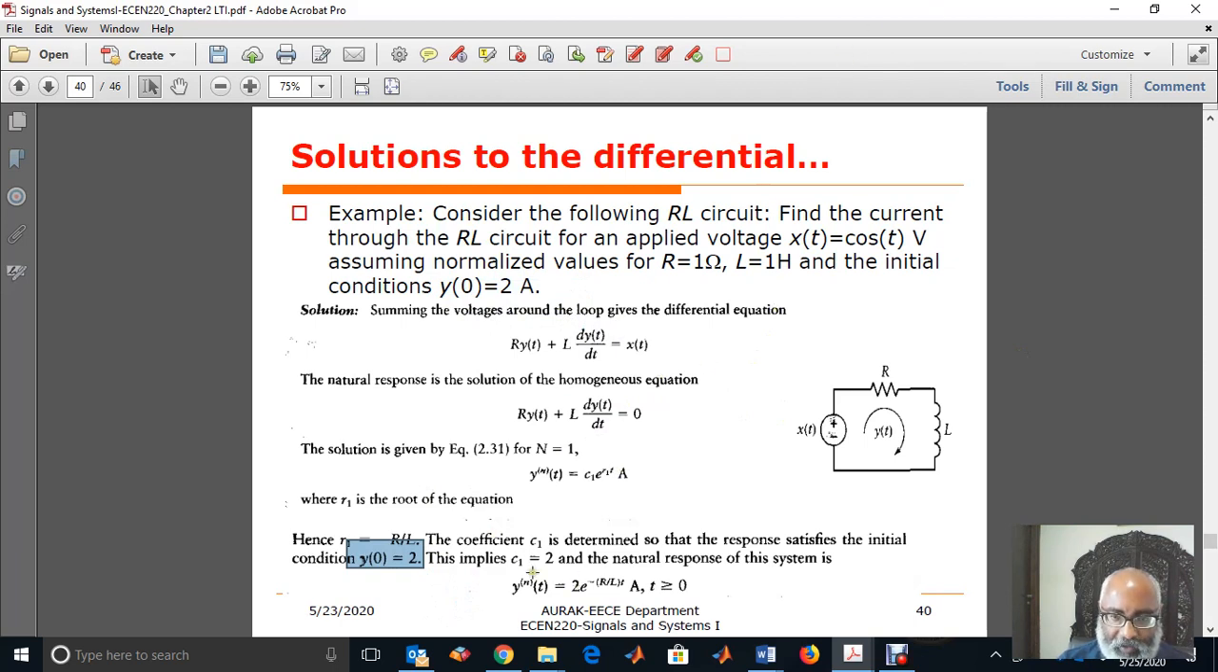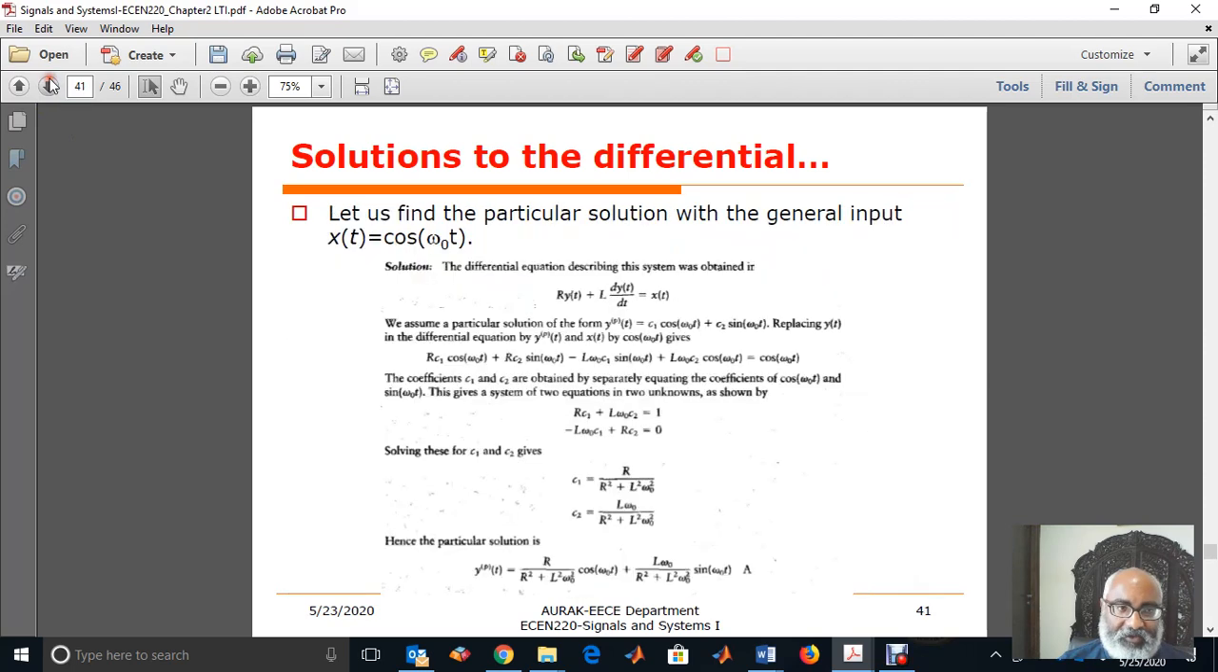Okay, so y at 0 is equal to 2, meaning C1 e to the power of 0 is equal to 2. e to the power of 0 is 1, so C1 will be 2. Therefore, the natural response will be y of t equals 2 times e to the power of minus R over L t amperes for t greater than 0. Now we found the natural response.